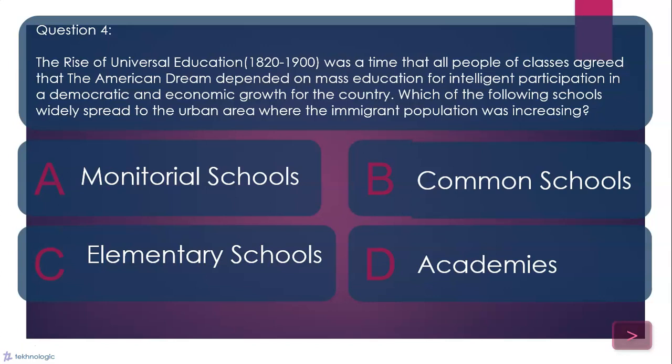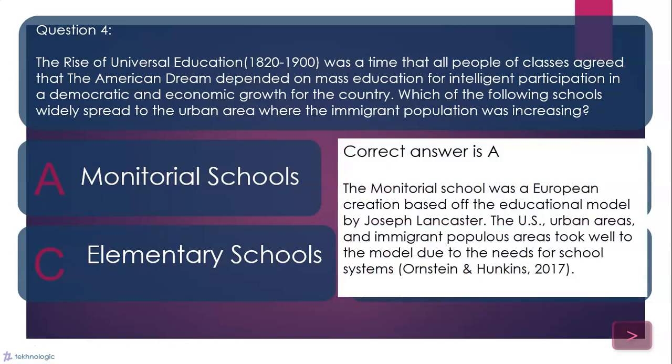The correct answer is A. The monitorial school was a European creation based off of the educational model by Joseph Lancaster. The U.S. urban areas, and immigrant populous areas took well to the model due to the needs for school systems. The purpose of the monitorial school was to be effective, efficient, and economic.